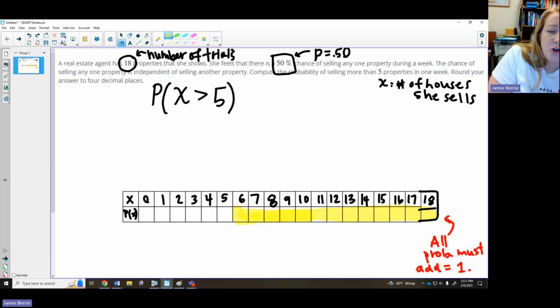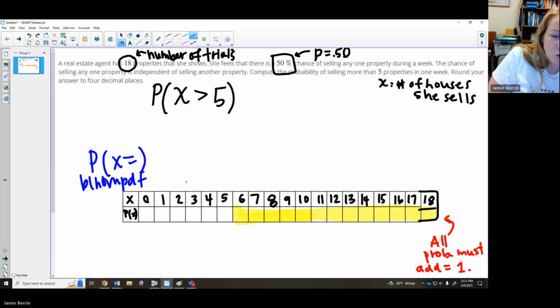All right, so you know that our calculator can only handle problems of 2 different types. Our calculator can only handle the equal to problems, that's binom PDF, or the less than or equal to problems, that's binom CDF.